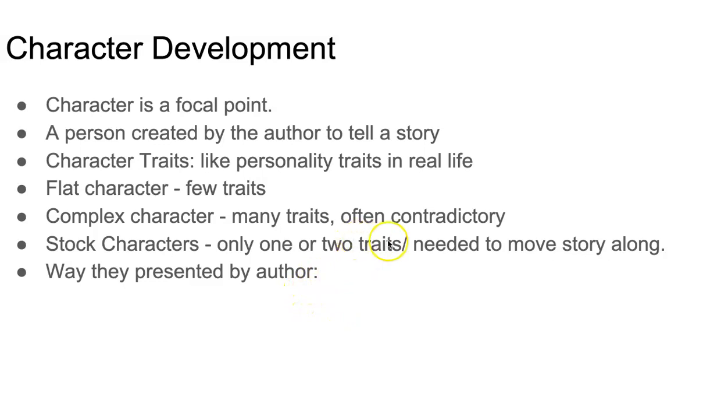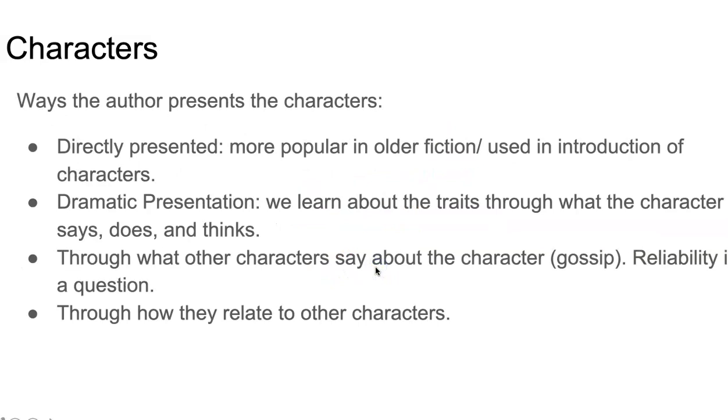We also describe character traits by the way they are presented by the author. An author might present the character directly, speaking as the author or narrator. This is more common in the 19th century novels, such as those by Charles Dickens. The narrator not only describes the physical appearance of the character, but also the character traits.